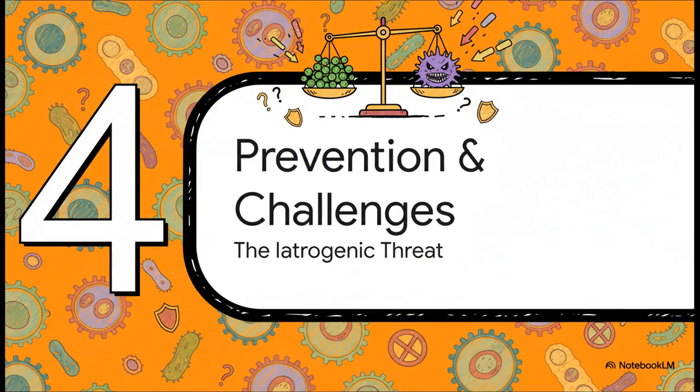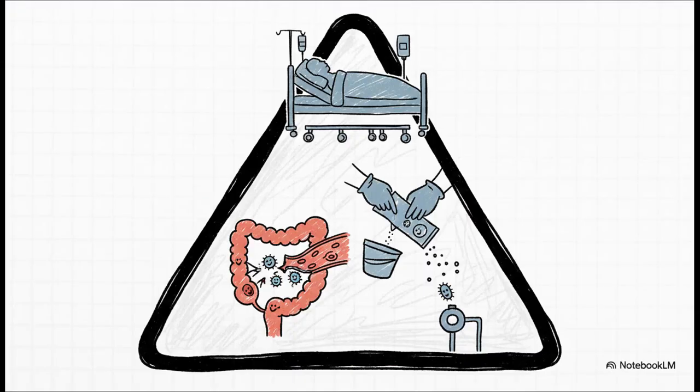So that brings us to the last and maybe most important part of the puzzle, prevention. How do we stop these infections from happening in the first place, especially when, a lot of the time, we're the ones introducing the risk? The biggest issue here is what we call iatrogenic risk. That's harm caused by medical treatment.